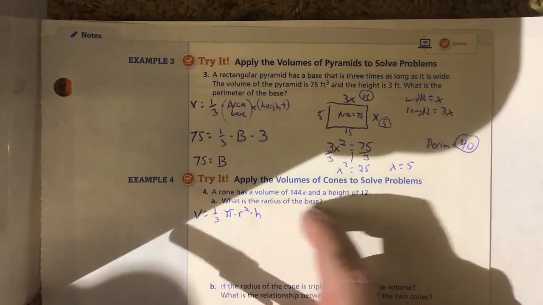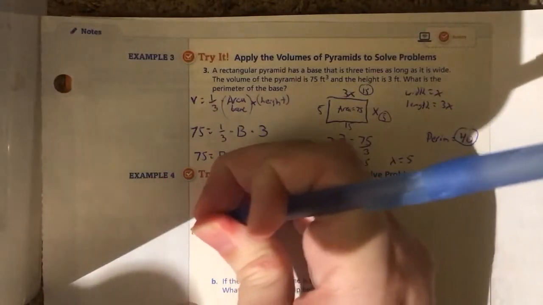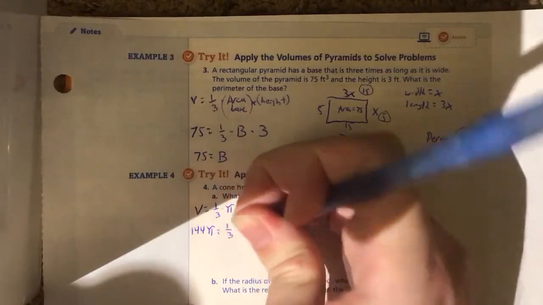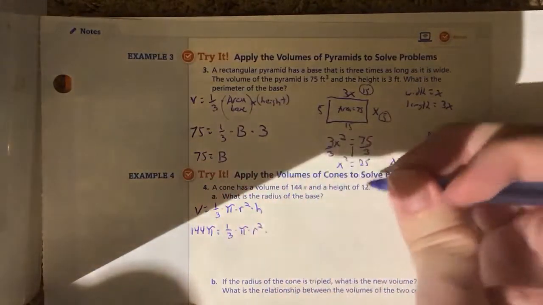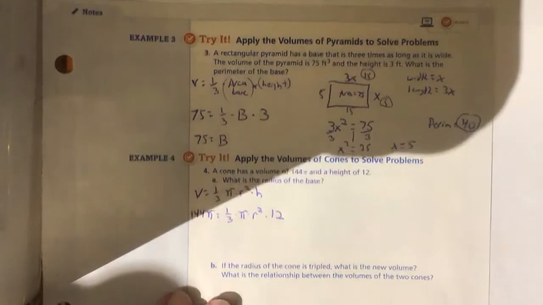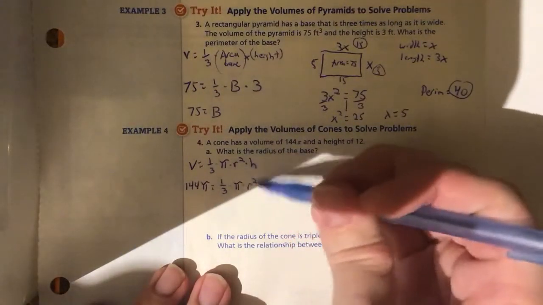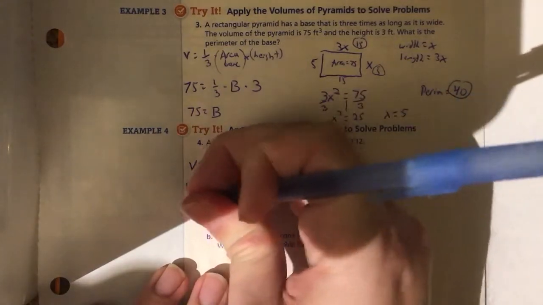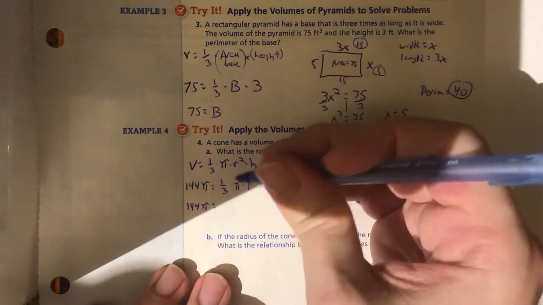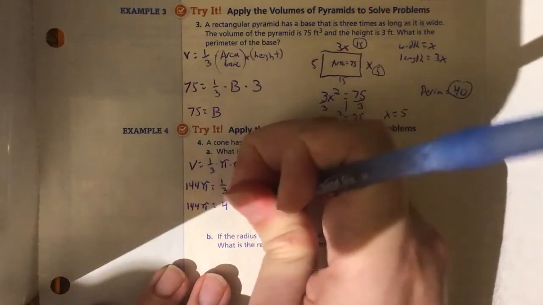In this case, I know the volume, I know the height, I have to find the radius, so I'm going to substitute in what I know. So volume is 144 pi. The 1/3 I leave, the pi I leave, the r I leave, and the height is 12. So now I have to solve for r. Since it's all multiplication on the right side, I'm going to combine the numbers together. So 1/3 times 12, remember 1/3 means divide by 3, so 12 divided by 3 is 4, so I'm left with 4 pi r squared.